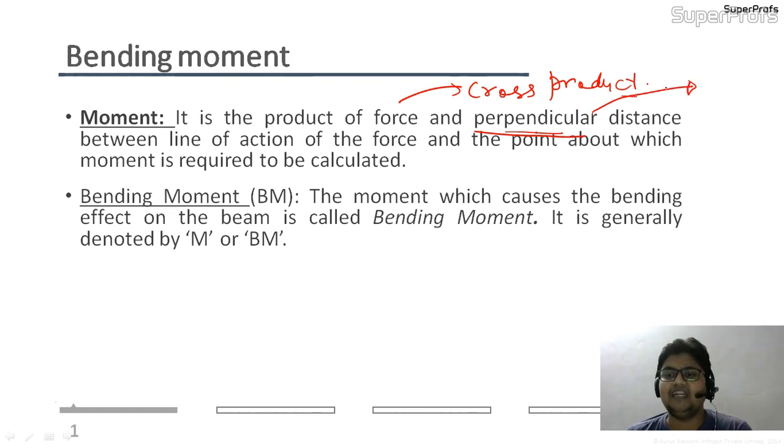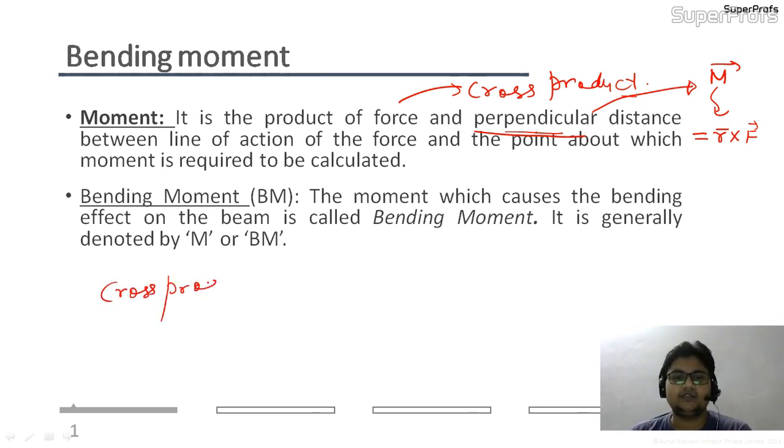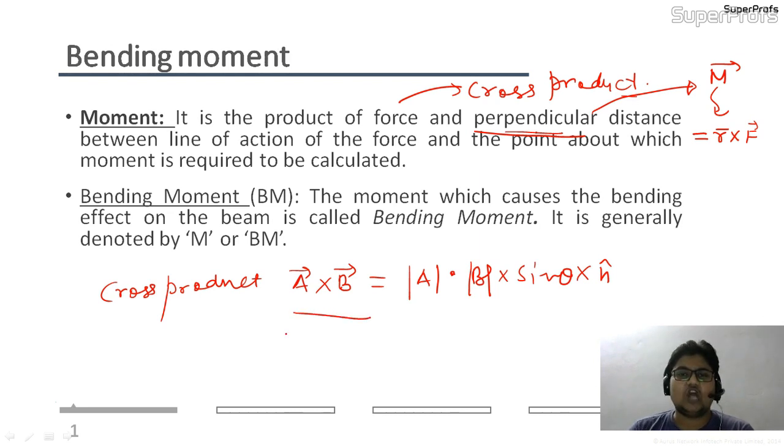Suppose I want to find a moment M, then I write in my general expression, this moment M is nothing but r cross F. All of you know that in a cross product, if I have two vectors, a vector cross b vector, it is nothing but modulus of a into modulus of b into sine theta into n cap. So basically, cross product is a vector product where you are getting the multiplication in terms of a vector only. You can see here n cap.